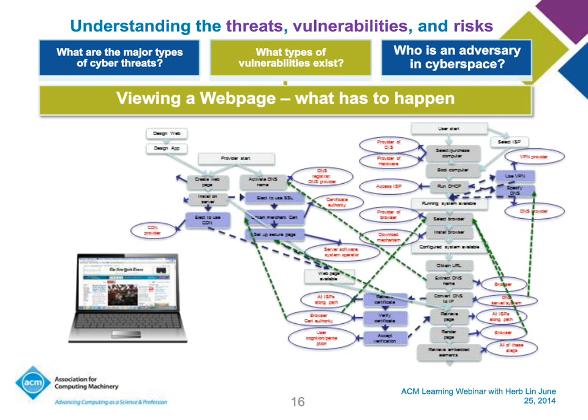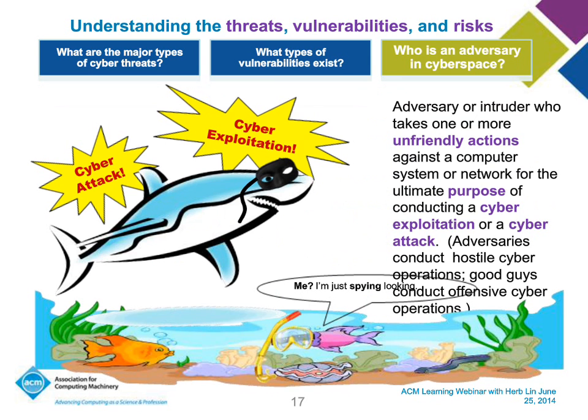Next slide. So who's an adversary? An adversary is somebody who takes advantage of some vulnerability in a system, taking some unfriendly action with the ultimate purpose of conducting a cyber exploitation or a cyber attack. Now, the terminology is that adversaries conduct hostile cyber operations, and when the good guys do the same thing, we're conducting offensive operations. So we're not hostile when we're the good guys.